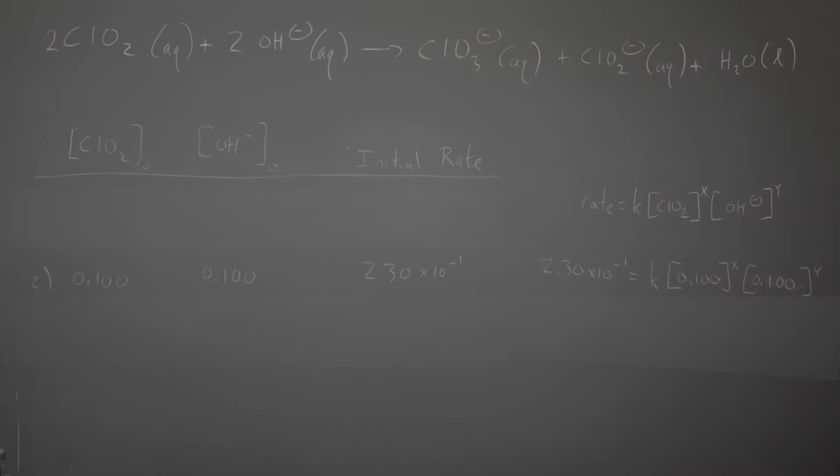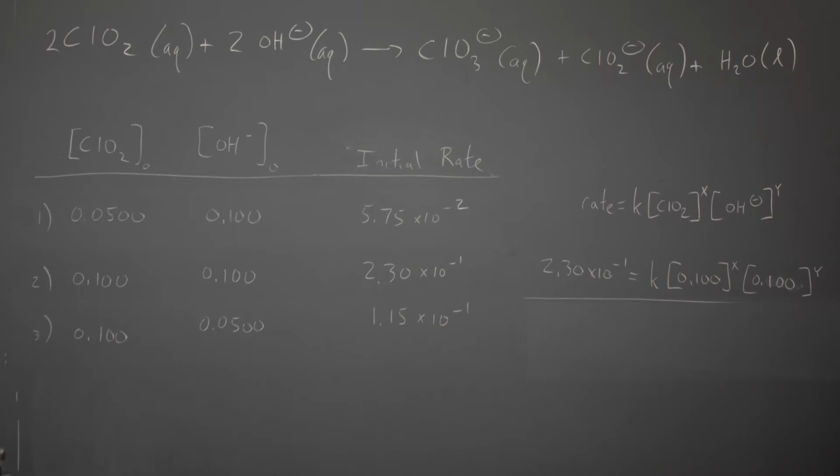What you'll notice, though, is that we have a bit of a problem here. If we put the data from one trial into the rate equation, we're looking at an equation with three separate variables. We have K, we have the reaction order for ClO2, which is X, we have the reaction order for hydroxide. There's no way to solve a single equation for three variables. It's impossible. So how do we get around this problem?